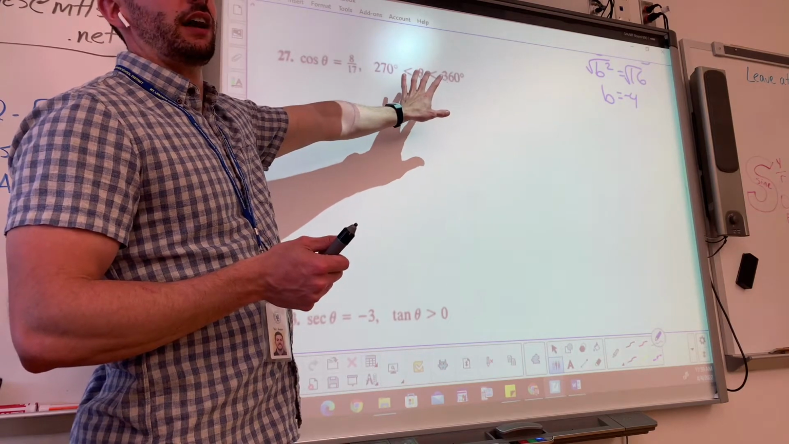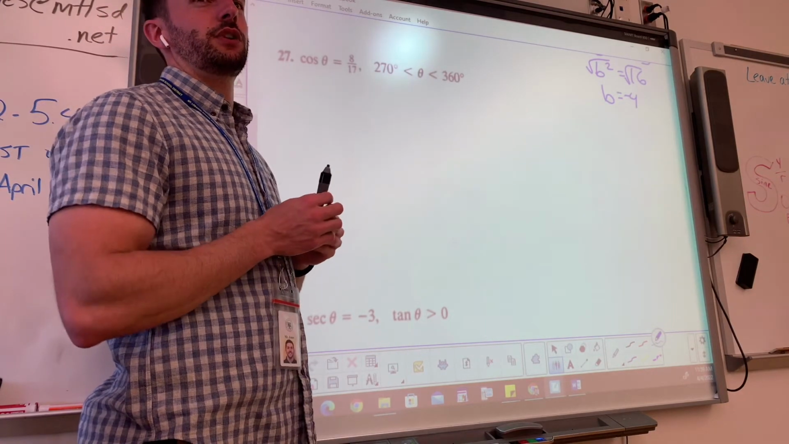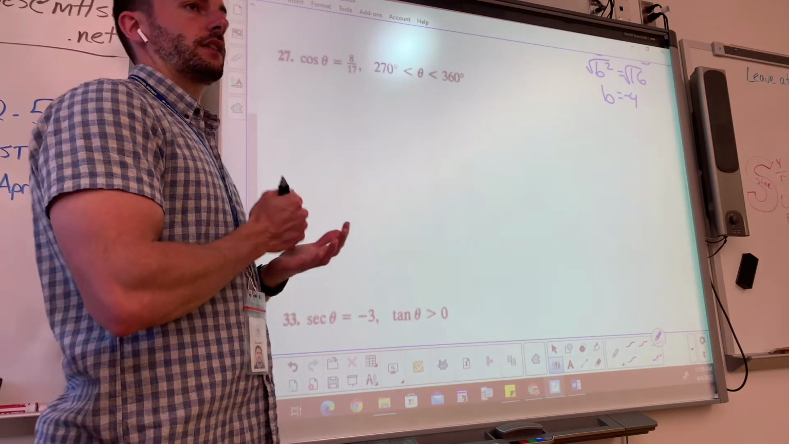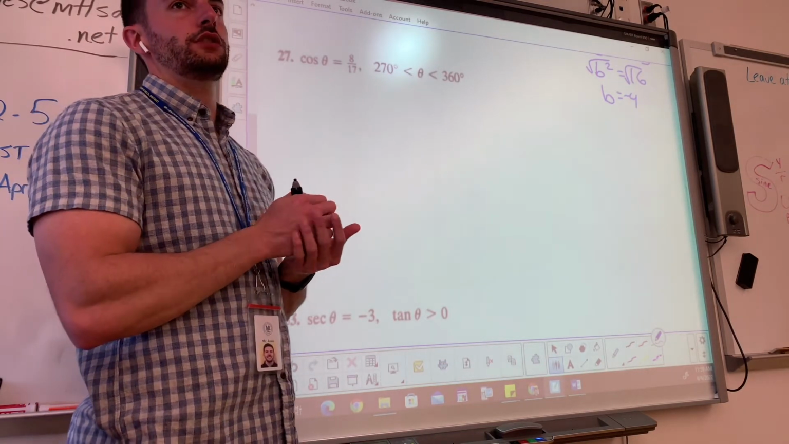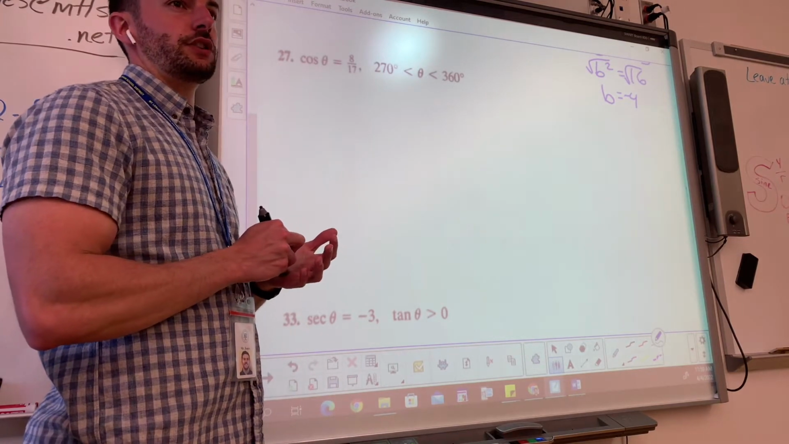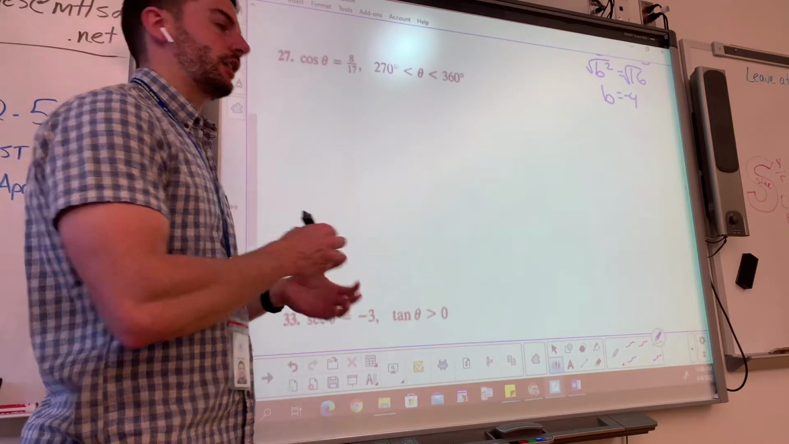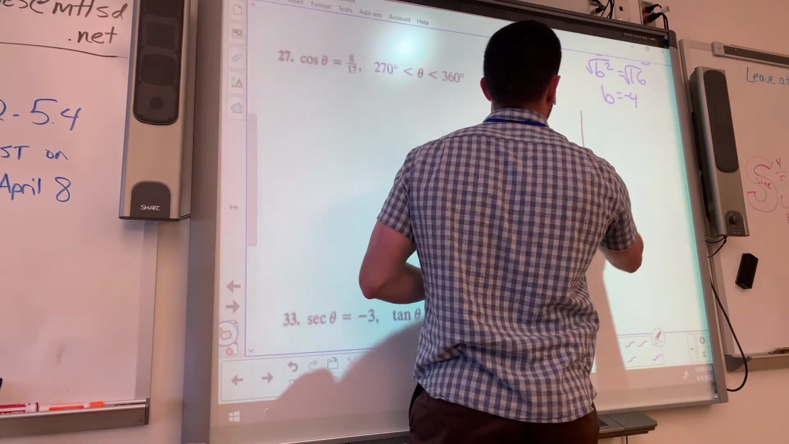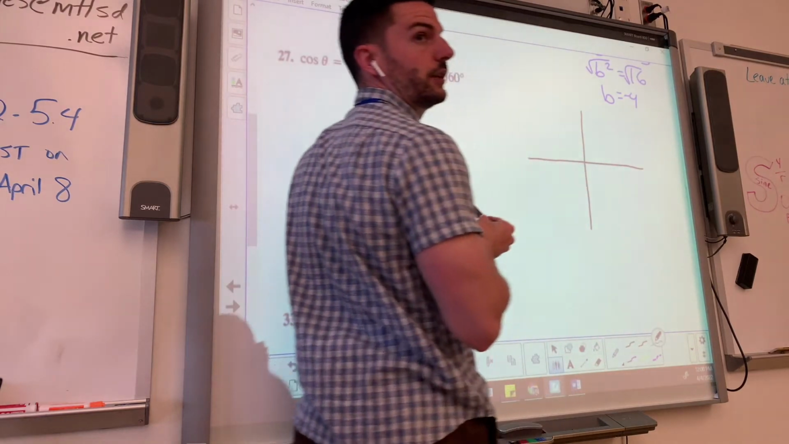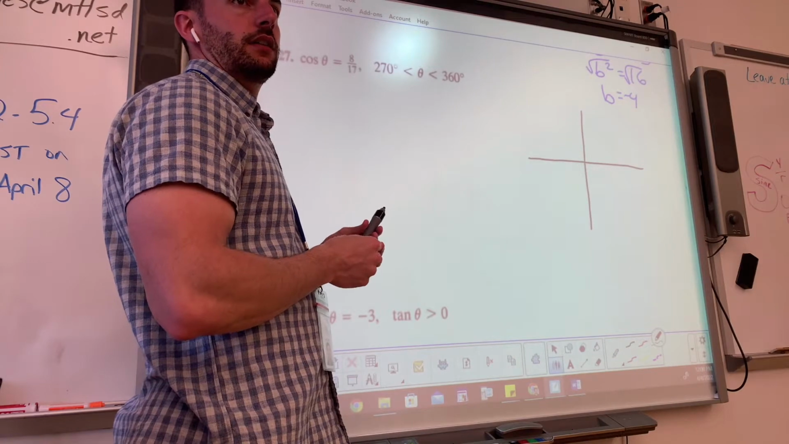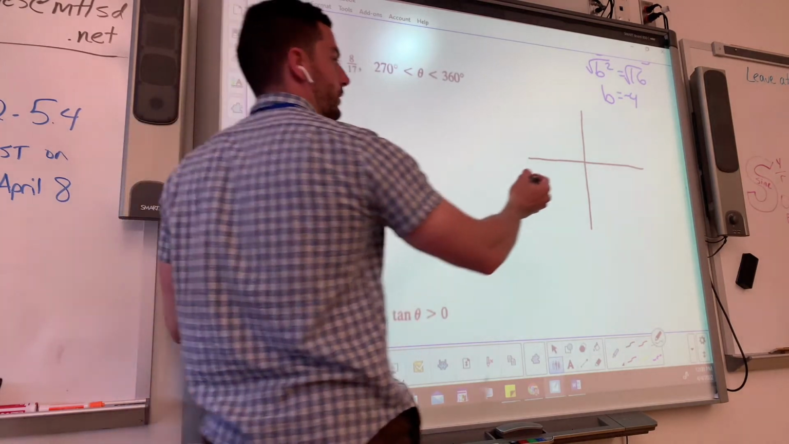Anybody know how we could use that to help us? It pertains to the quadrants. That's saying it's the angles between 270 and 360. So does anybody know what quadrant that would tie in with? Think about your graph and think about a 270-degree angle and a 360-degree angle. Any ideas? Yeah. Quadrant 4.